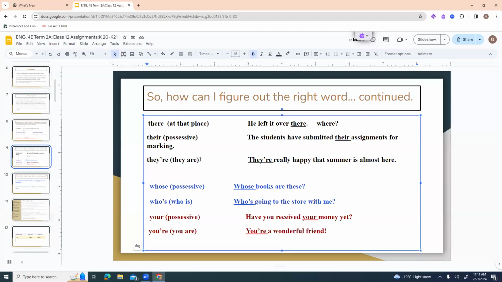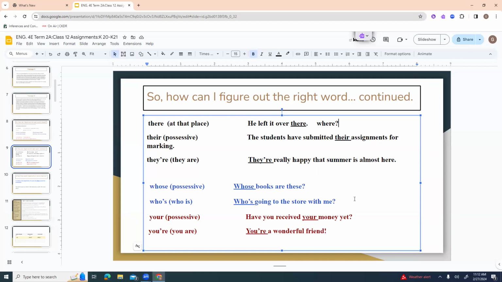The next one is a contraction, they're, but it's short for they are. They're really happy that summer is almost here. And just like we talked about with the other contraction, stretch it back out into the two words. They are really happy that summer is almost here. If you can stretch it out and it makes sense, then you've used the correct spelling. For example, if I said, he left it over they are, that doesn't make sense. So I would know that t-h-e-y apostrophe r-e would be the wrong word in that sentence.